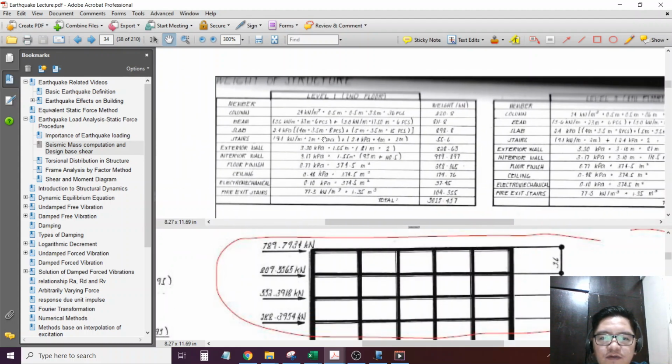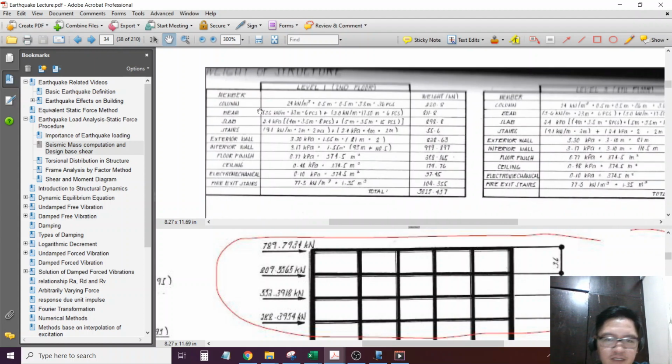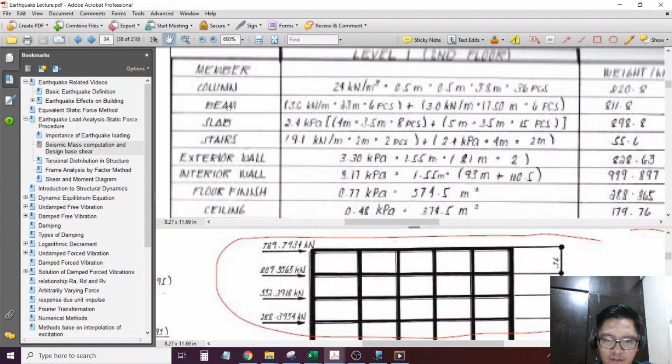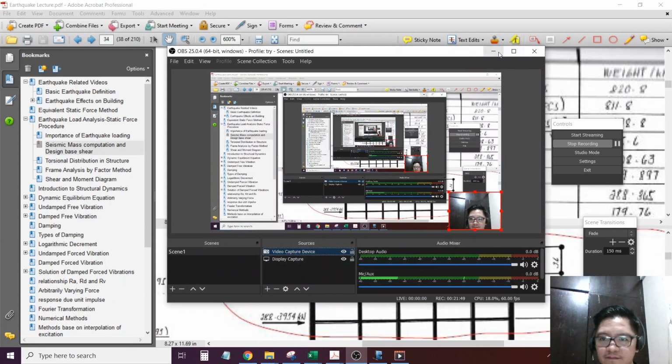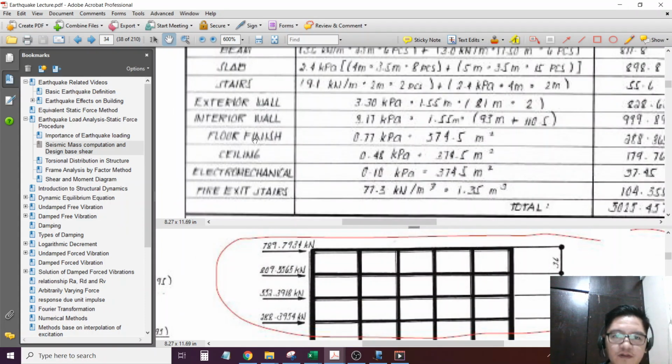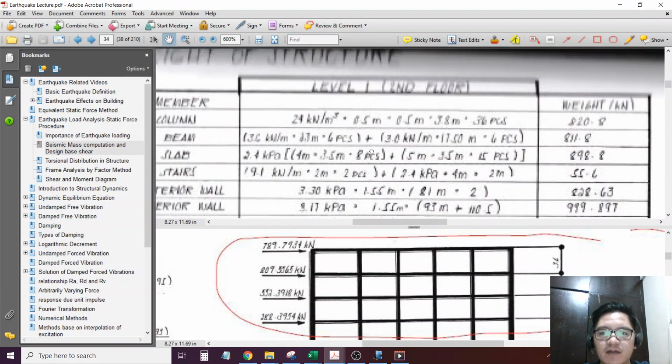you need to get the mass of the building. So ano yung mga nagko-contribute ng mass? Yung dead load, or the self weight of the structure, unang-una. Of course, the weight ng column, weight ng beam, weight ng slab, ng stairs, yung exterior wall na nakapaligid, interior wall, yung floor finish, yung ceiling, of course, yung ducting, electromech, okay, ano pa, yung mga laman ng structure mo.